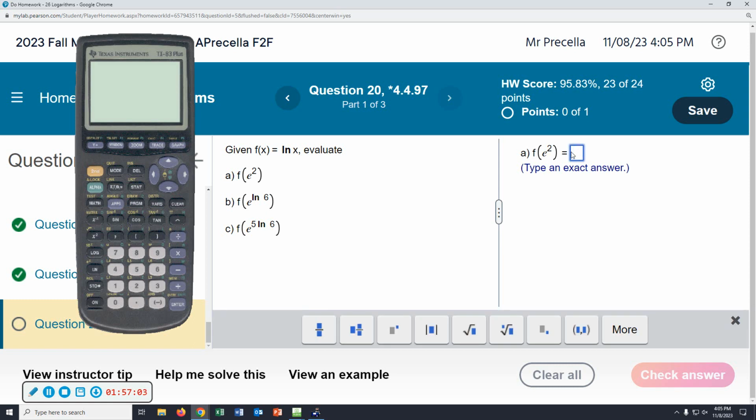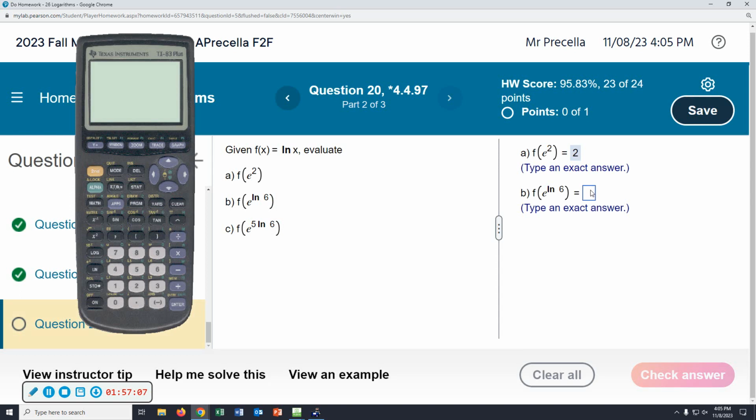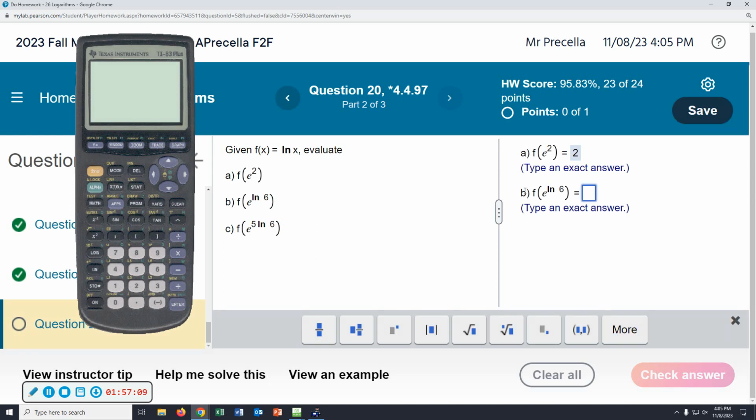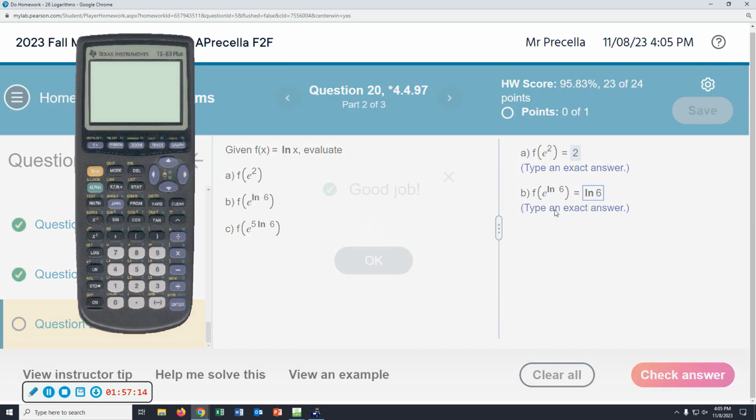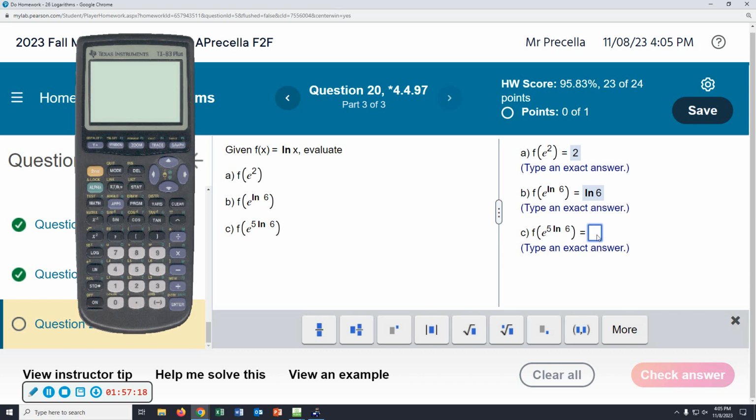2. Okay. ln 6. Remember, it's ln and not a capital I-n. And what was this one? A 5 ln 6.